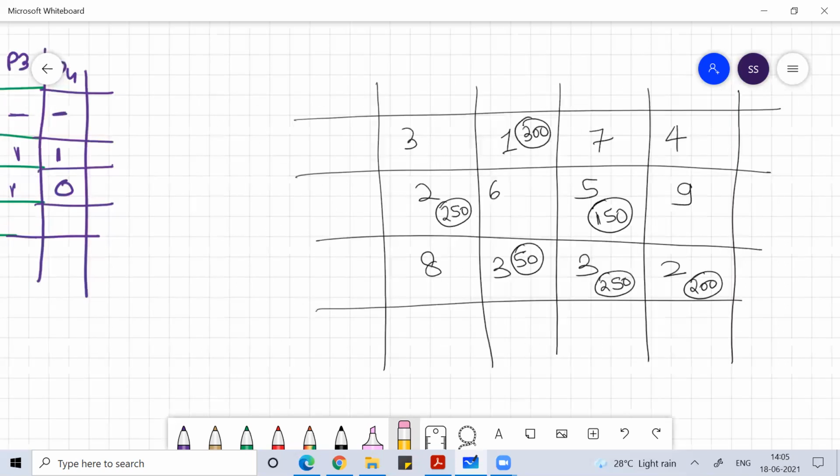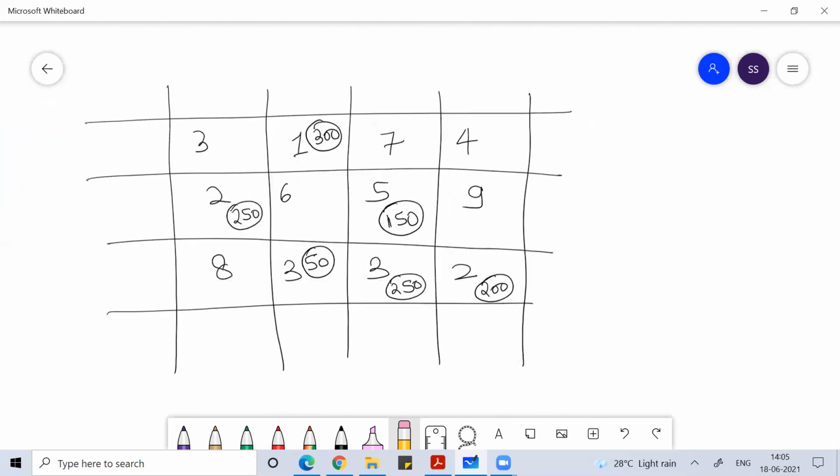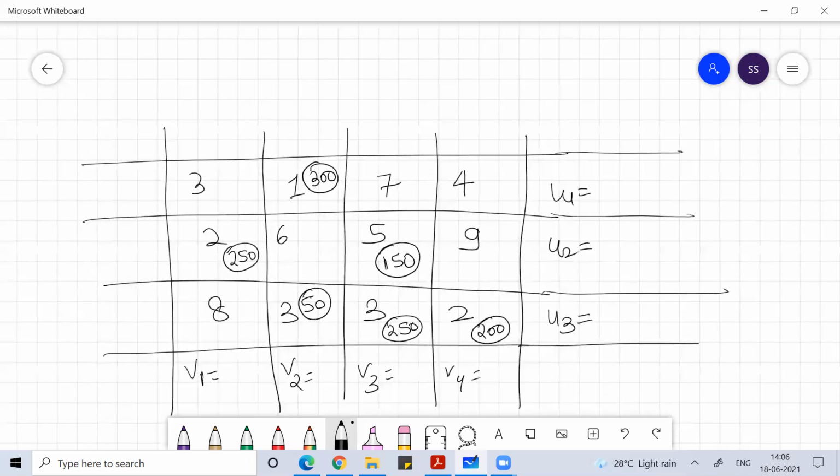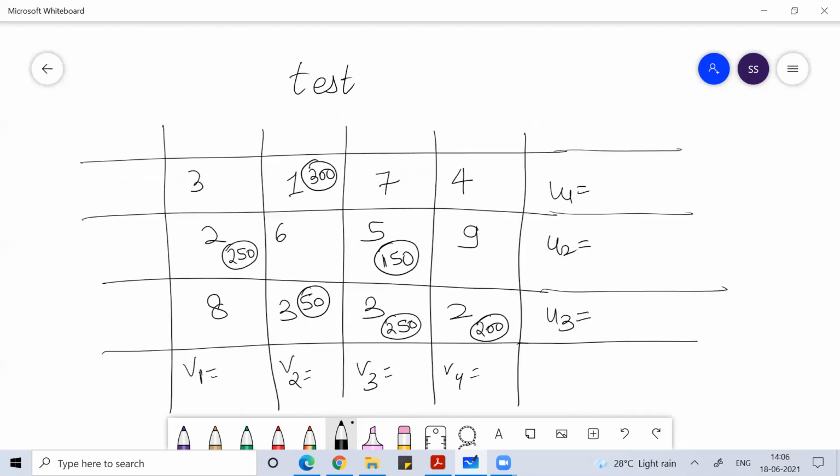So now, guys, if you see, this is U1, U2, U3, and this is V1. You write this. Now I want to test whether the solution I get is optimal or not. So now I'm doing the test of optimality.